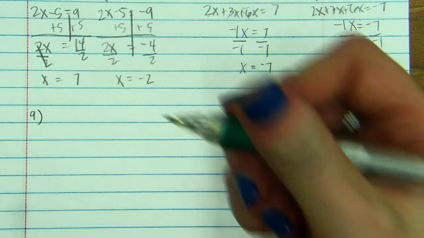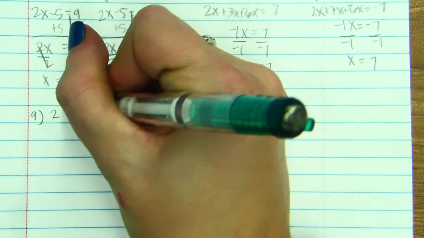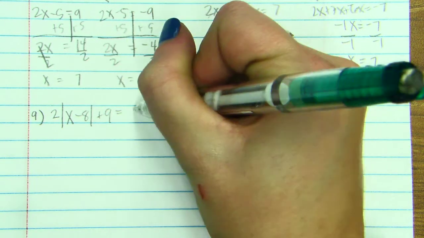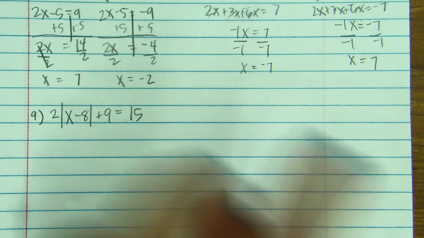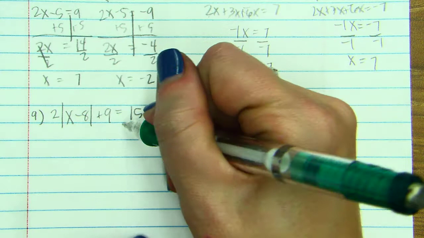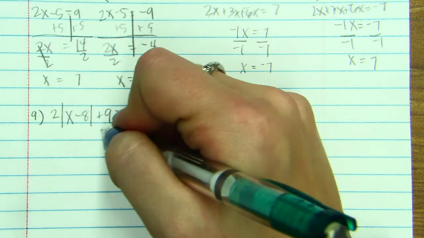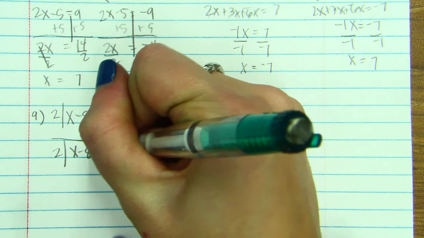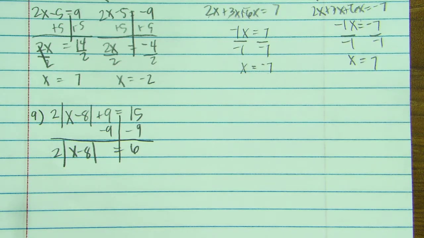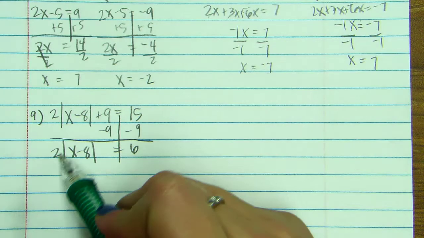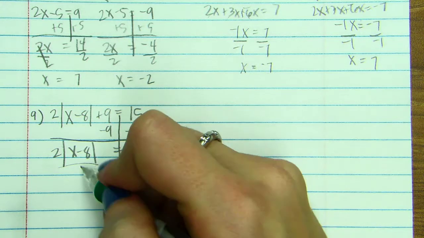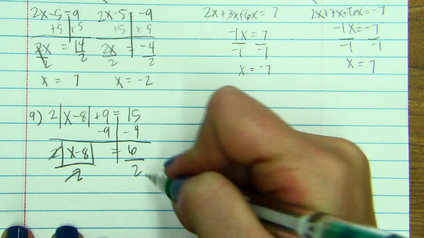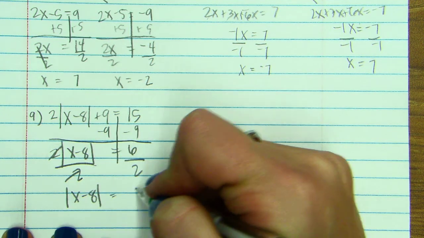So I'm going to do 2 times the absolute value of x minus 8 plus 9 equals 15. We need to have this by itself before we can do our two equations, so I'm going to get rid of everything else. So to get rid of this plus 9, I'm going to subtract 9. And so I have 2 times the absolute value of x minus 8 equals 6. Then I need to get rid of this multiplication by 2. So I'm going to divide by 2 to get rid of it. So I have the absolute value of x minus 8 equals 3.